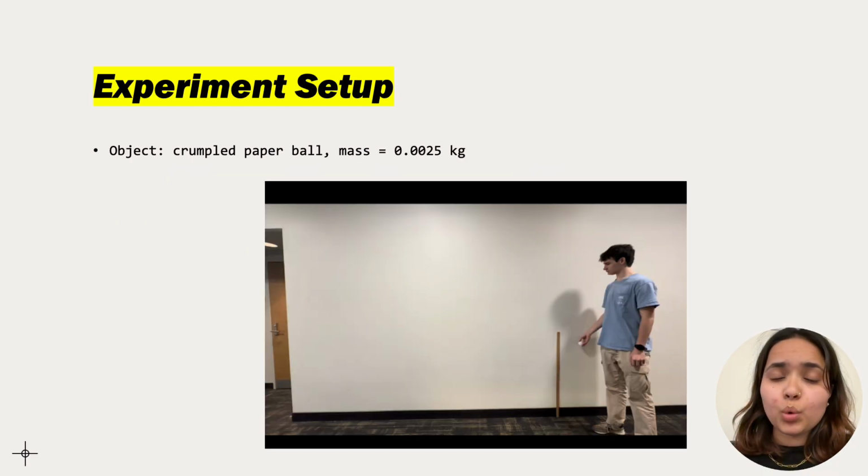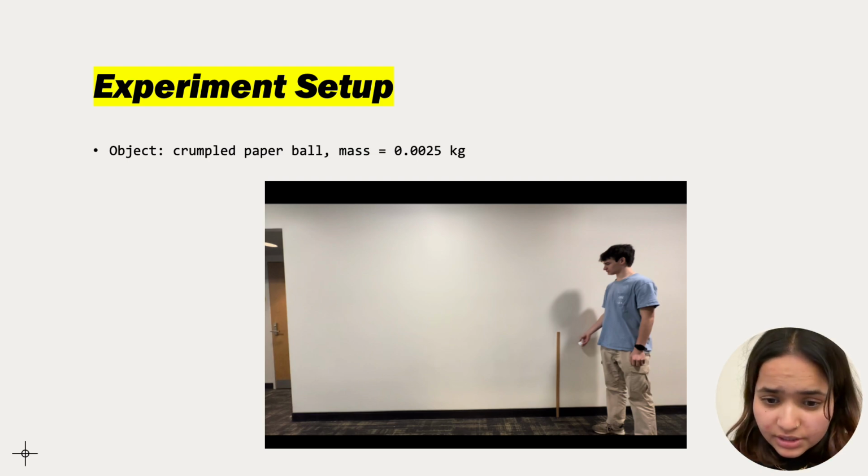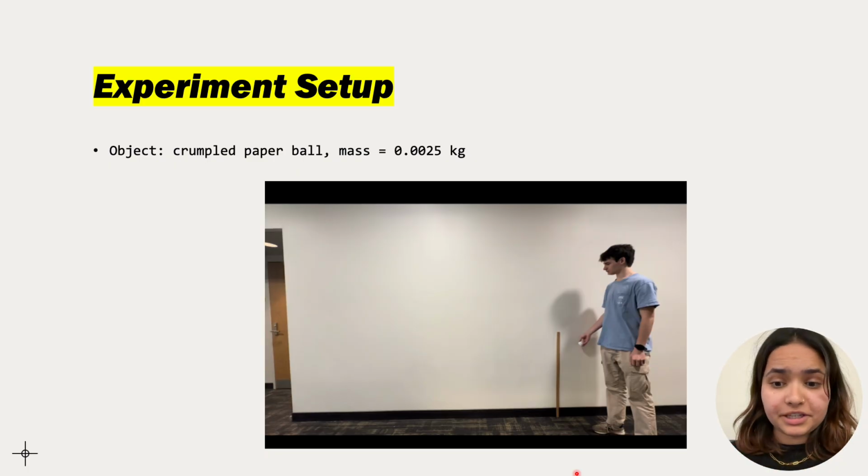So here's the setup. We crumpled up a sheet of paper into a ball that has a mass of 2.5 grams, and we threw it while recording. We made sure the motion was kind of two-dimensional. You can also see a ruler right there, so we can calibrate the distances later.